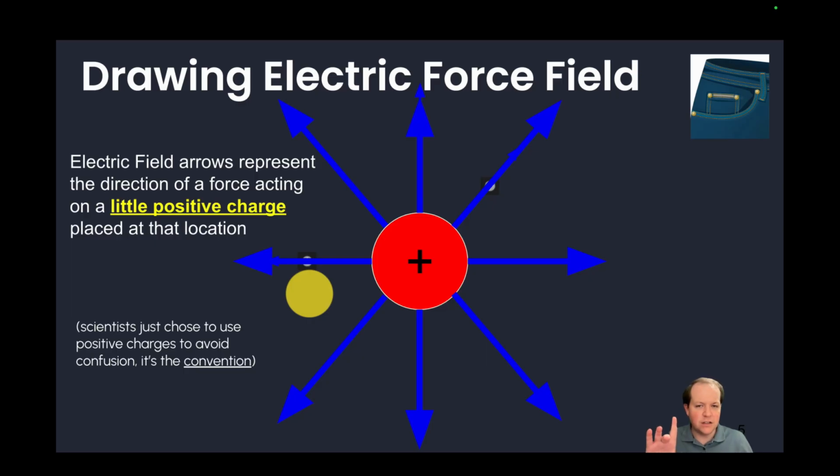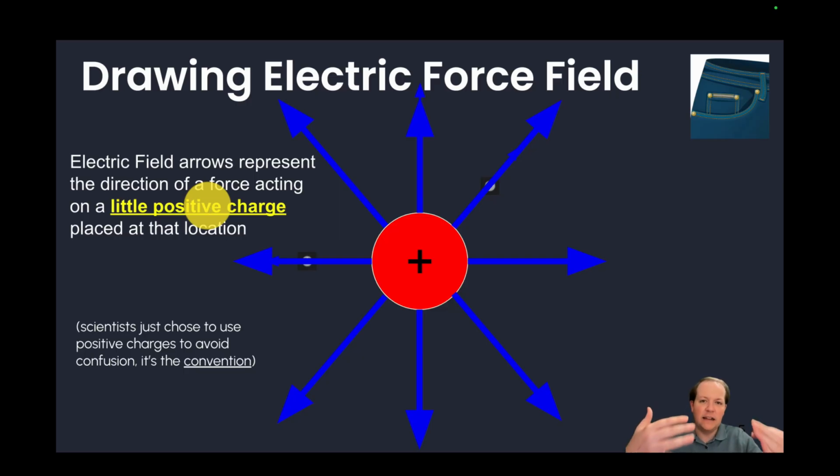If you were thinking to yourself, well, why not pretend to put in a little negative? Couldn't I reach into my pocket and pull out a little negative charge? That's a great question. To be honest, sure, you could, but so that scientists are always talking about the same thing, the convention, what it's almost like scientists agreed to do. Scientists have agreed that the electric force field is always going to be showing what happens if you put down a little positive. We're just making it up, but that way we're not going to be confusing ourselves.